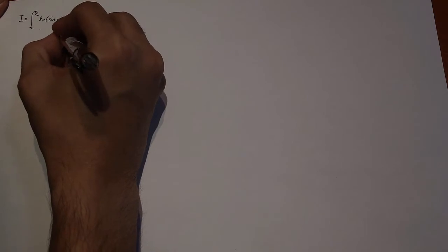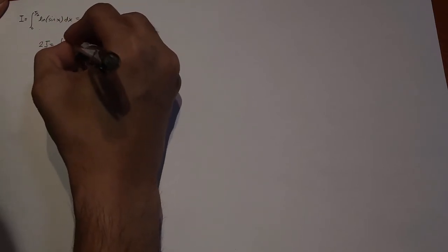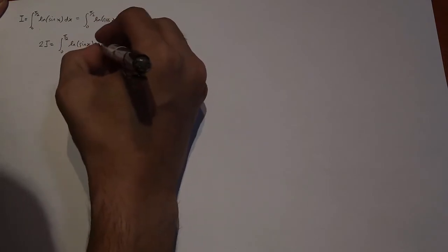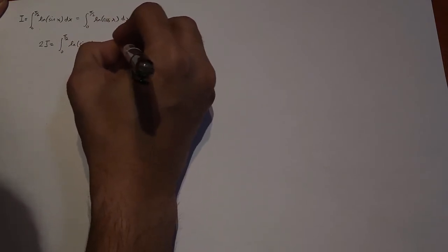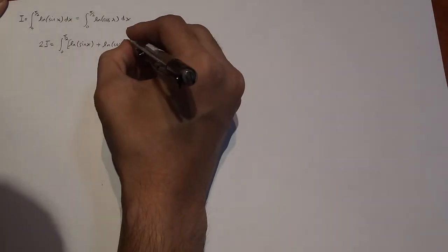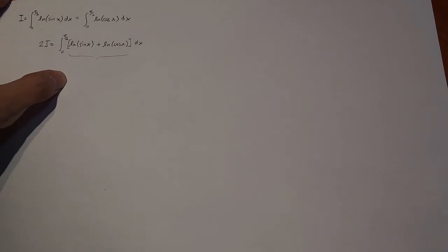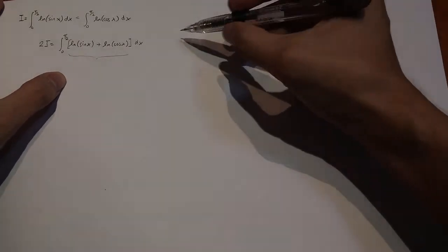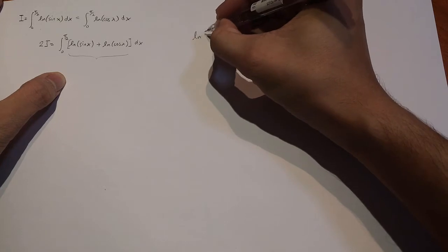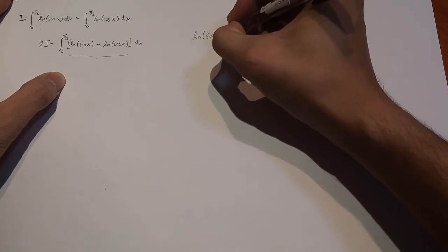equals the integral of natural log of sine of x, and because we're adding two integrals together, I can just combine the functions inside, so plus natural log of cosine of x, and all of this with respect to x. Now let's see if I can somehow change the function that's inside. So I'll move over to this side of the page, and we'll try to see what we could do with that function inside.